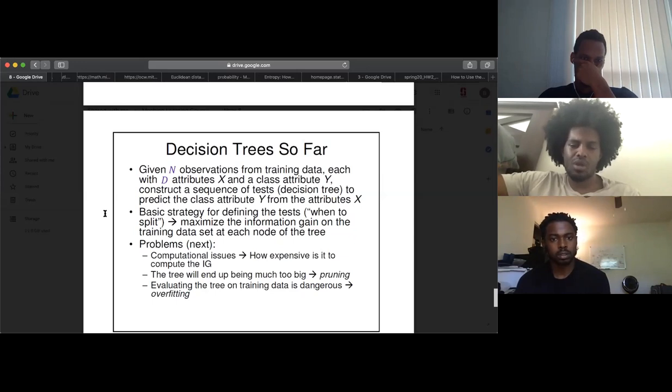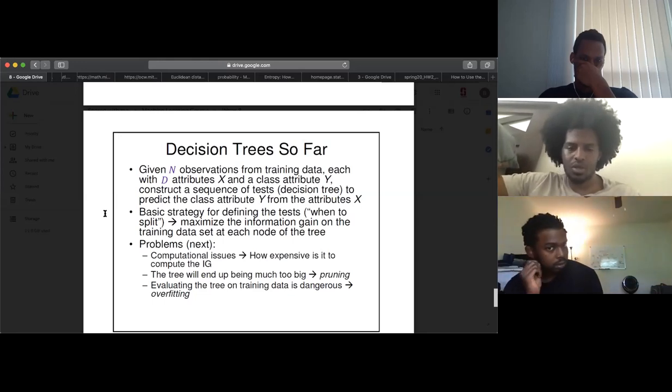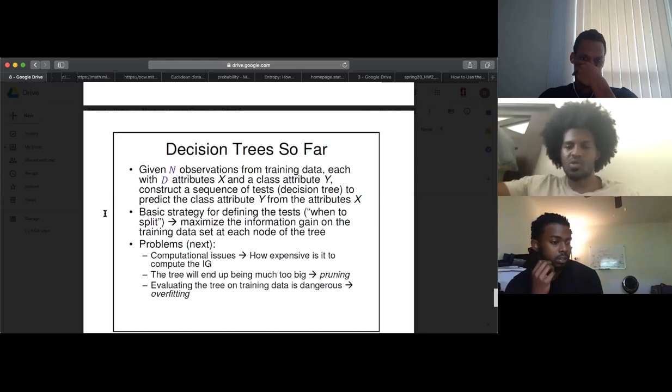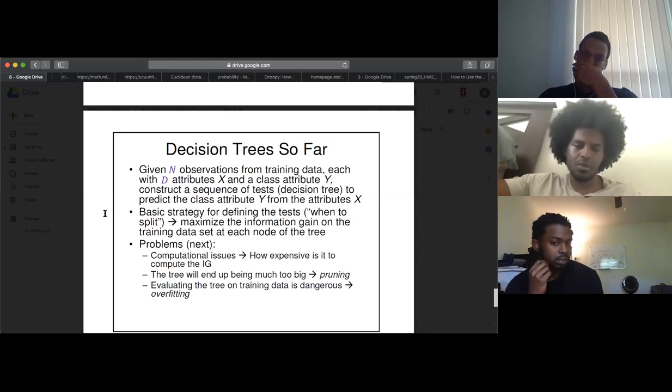So now the problems that come up with decision trees: the computational issues like how expensive it is to compute information gain, overfitting like we said earlier, and then pruning, which is just deleting nodes to maximize information gain.